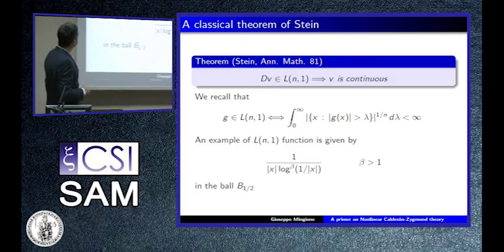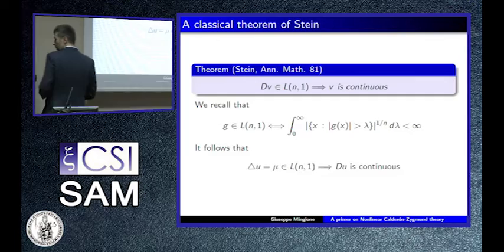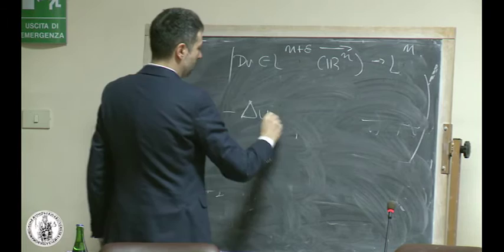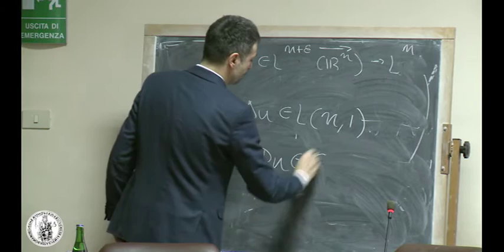Stein's theorem is the following one. It tells you that, and this is sharp, of course. You cannot get better than this. This is the sharp space. If this belongs to Ln1, then this implies that du belongs to C0.